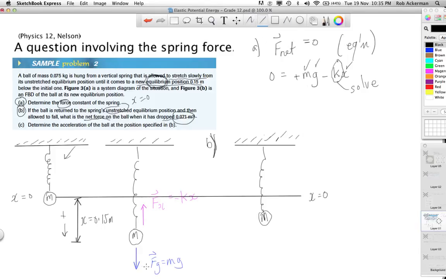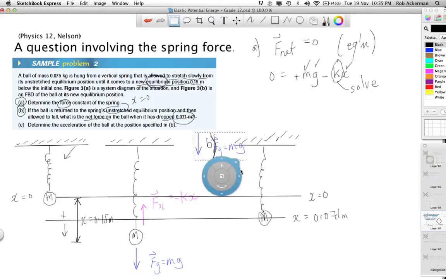And here is the new position right along here. You can see it's not as far as in the previous question. It's only about half as far. And they ask you, what is the net force? Well, first of all, can we say that gravity is still the same? Sure we can, because the mass has not changed.